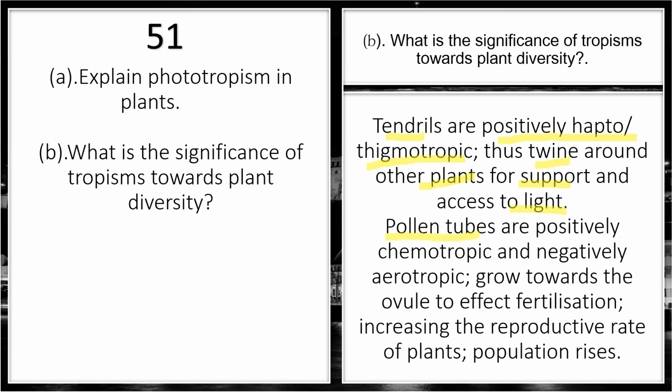The pollen tubes are positively chemotropic and negatively aerotropic. They grow towards the ovule to effect fertilization, increasing the reproductive rate of plants. Population rises.